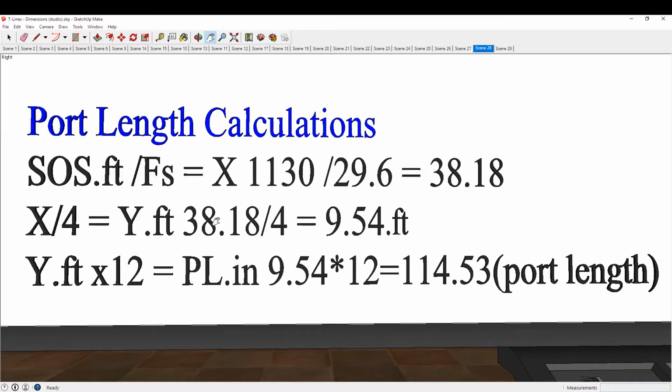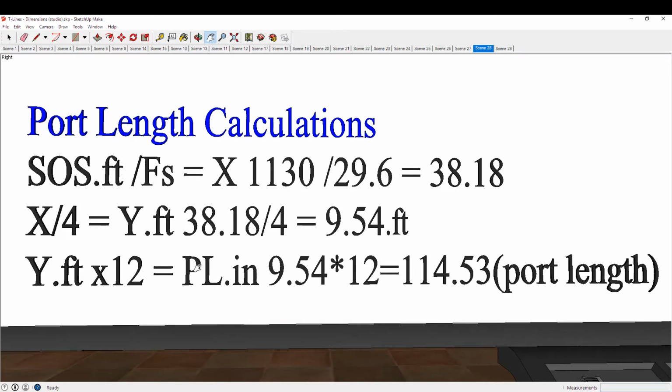If you move down here to the second piece, you take that finding, which is X, and you divide that by 4. Why are you dividing that by 4? Because this is based on a quarter wavelength formula, and anything dealing with quarters is cut into 4 pieces. So we're taking one of those 4s, and our result is going to be 9.54 feet. And of course, I want to convert this back to inches, so I'm going to multiply this number by 12, and this is going to give me my port length.